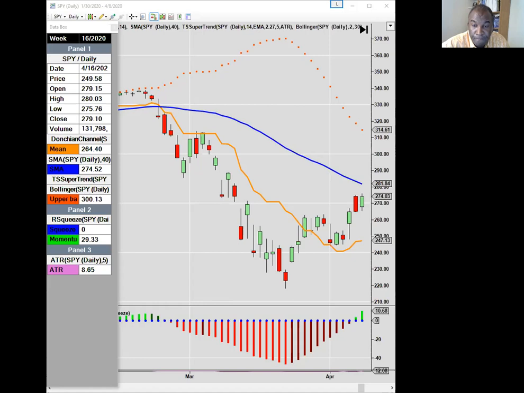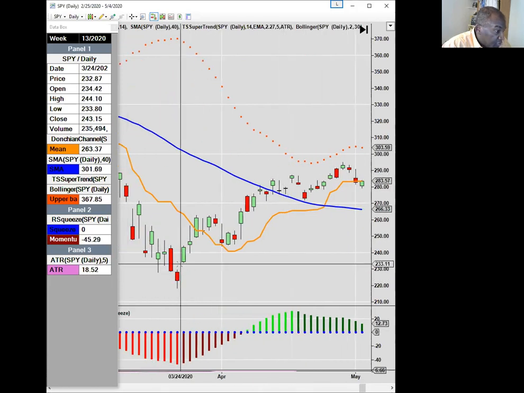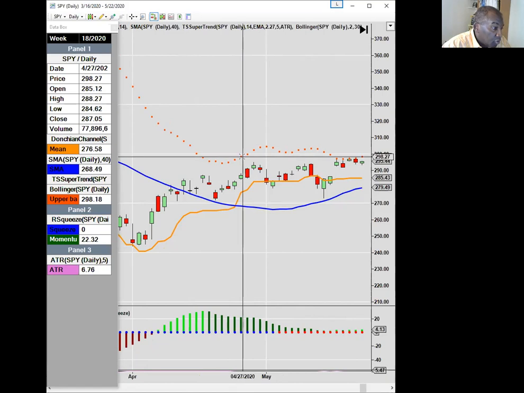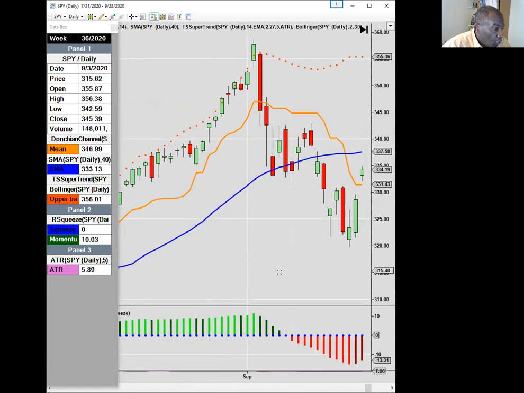So let's go through this real quick here. Let's go back to the chart. I can just sort of scroll forward. Coming out of this massive bearish down move, Donchian cross, orange line crossed over the blue line, close below the Bollinger Band. Good trade. Scrolling forward.